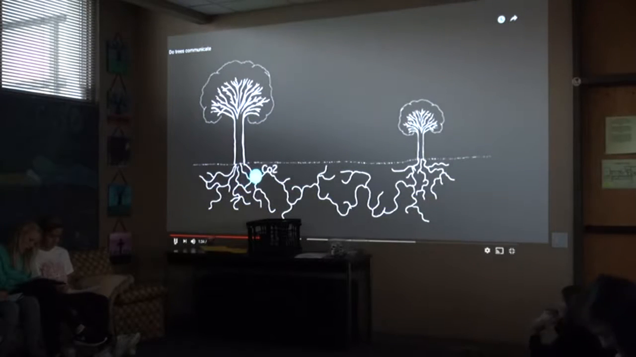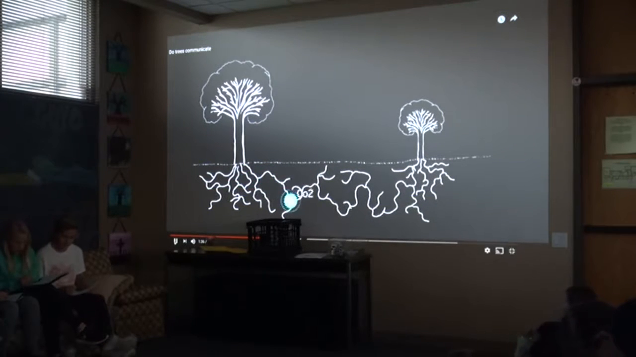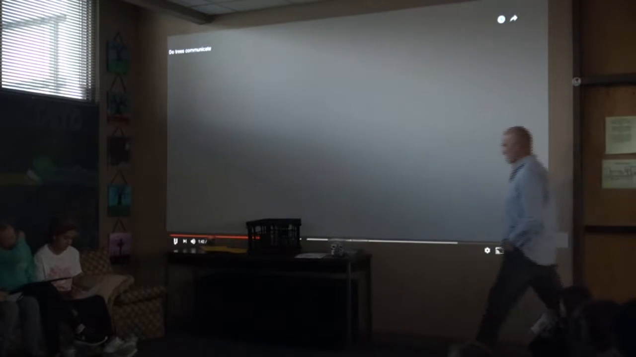So meters away you can have a plant connected to another plant, and they're just shuffling carbon and nitrogen back and forth according to who needs it.